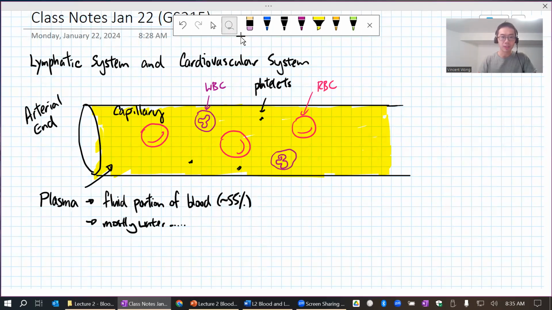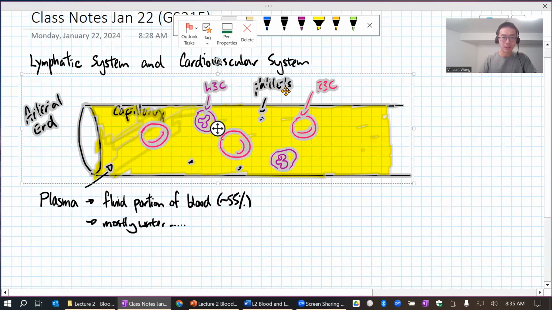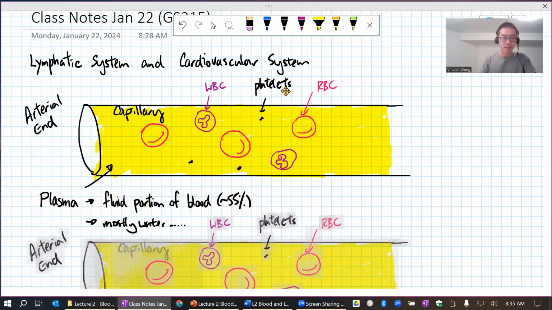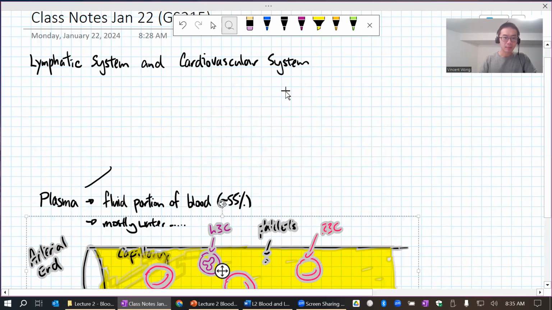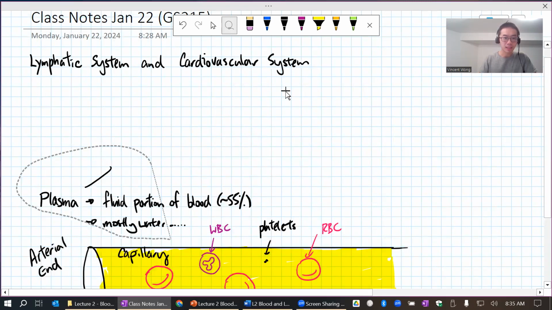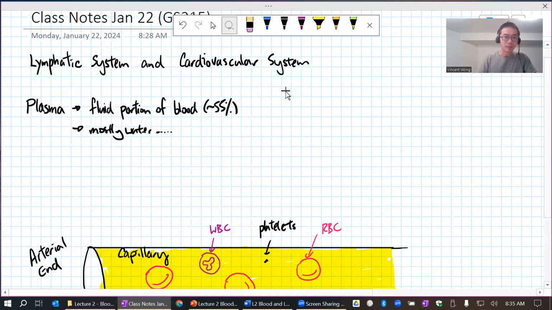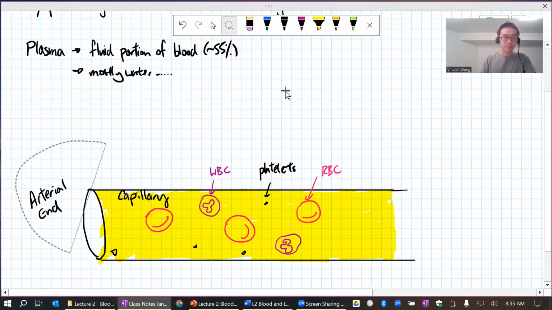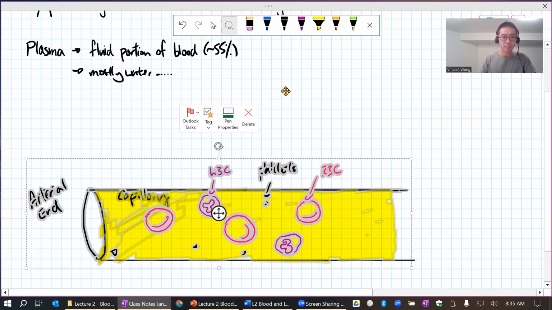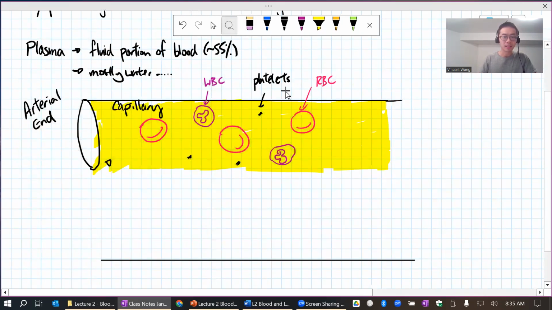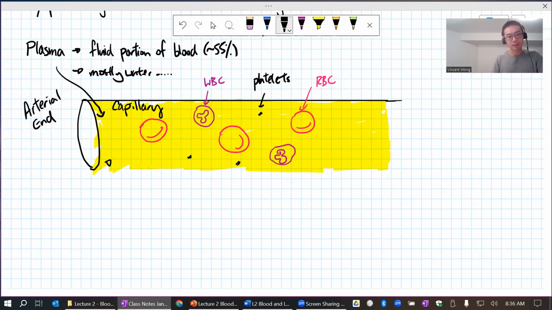Okay, you're gonna hate me for this, but I'm gonna move this. I'm gonna move this thing down a little bit, so I have more space. And then I'm gonna move this up. Sorry, you don't have to do anything. I'm just trying to make more space for me. Okay, like that. There we go. Okay, so that's the plasma portion of the blood.